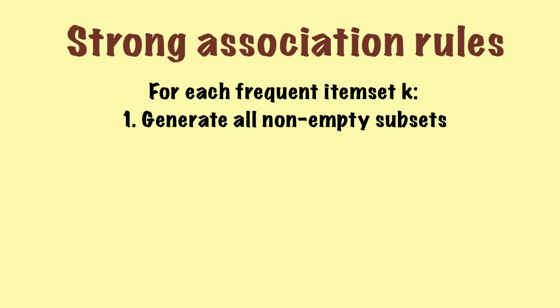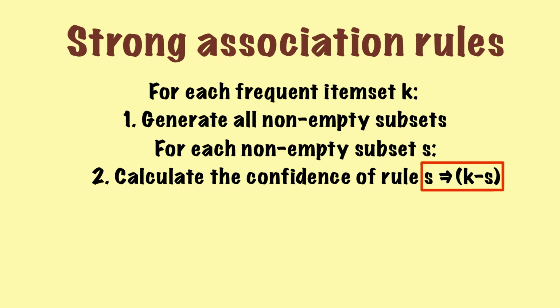There are 3 steps to generate strong association rules from a frequent item set. First, we generate all non-empty subsets for each frequent item set K. For example, if a frequent item set contains 2 items B and C, then the subsets are B alone and C alone. The second step is that for each subset S, we calculate the confidence of the rule S to K minus S. K and S are 2 item sets, and K minus S is an item set that contains all the items in K but not in S.